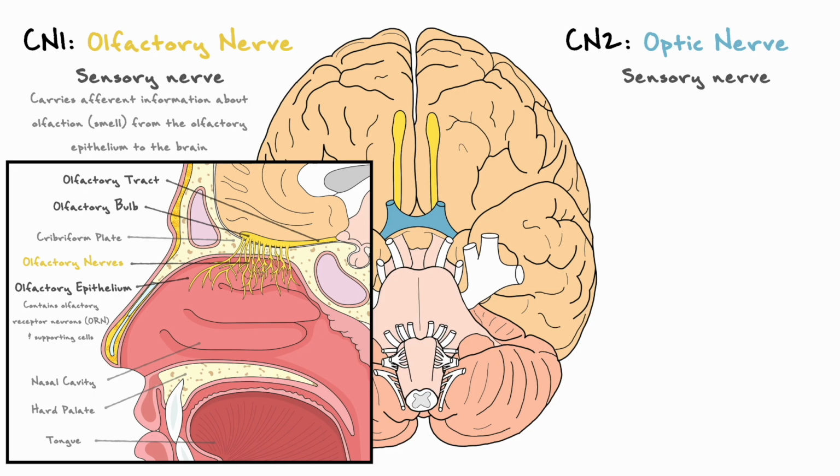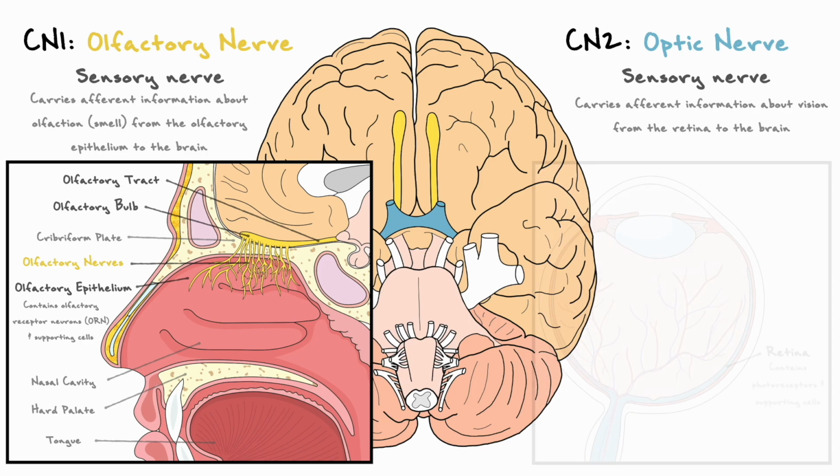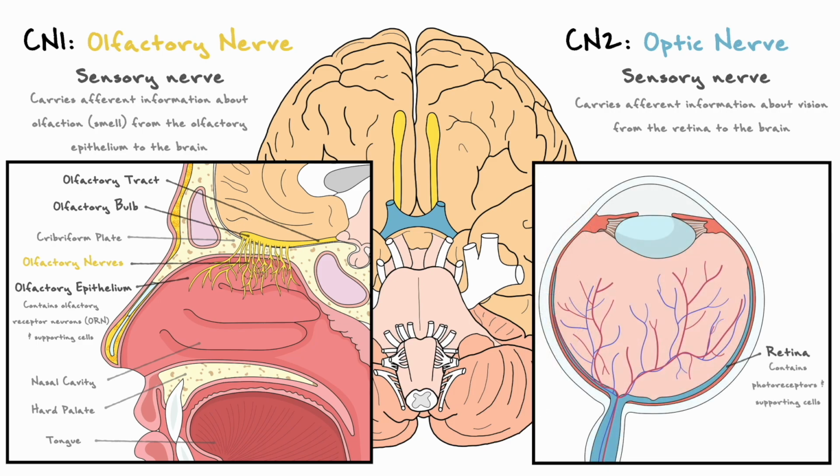Now, when it comes to the optic nerve, it carries afferent information about vision from the retina to the brain. If you are not familiar, the retina is a layer of cells at the back of your eye, and it contains photoreceptors as well as supporting cells that altogether convert visual information to neural signals. These signals are then funneled into the optic nerve, which connects the eye to the rest of the brain.